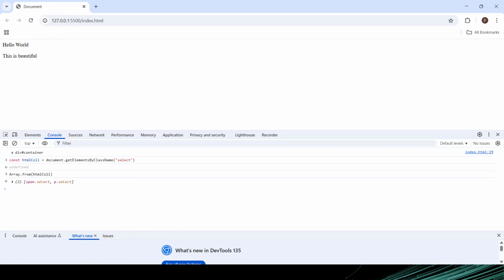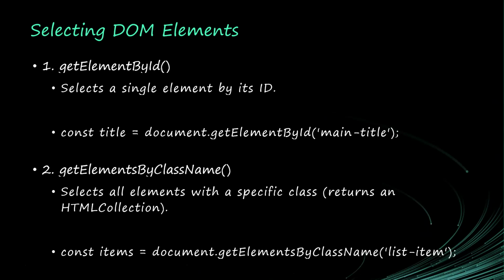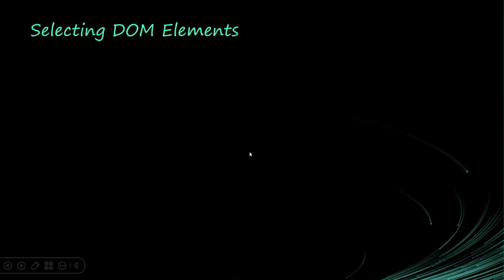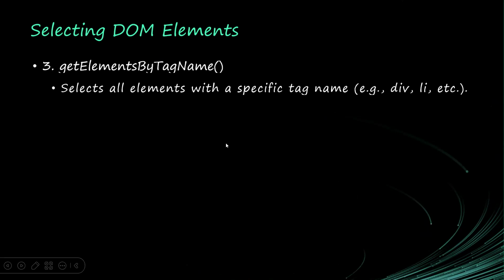Okay, all right. So get elements by class name will return all the elements with a specific class name. It will return an HTML collection, so you can convert this HTML collection to an array and work with it. When you do this, you can actually get all the elements that have that class. You can also get by tag name. This one will select all the elements with a specific tag. Let's say you want to get all the div tags, all the span tags, or all the paragraph tags. You're going to use get elements by tag name.